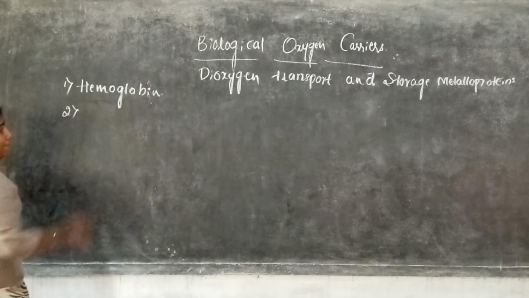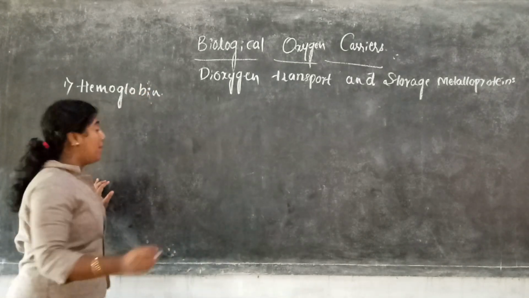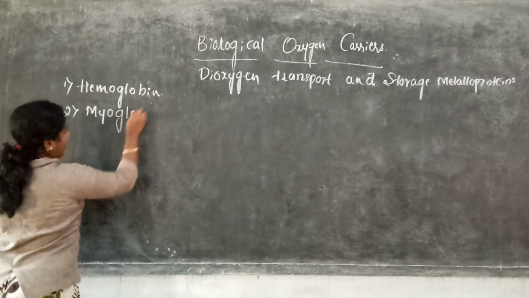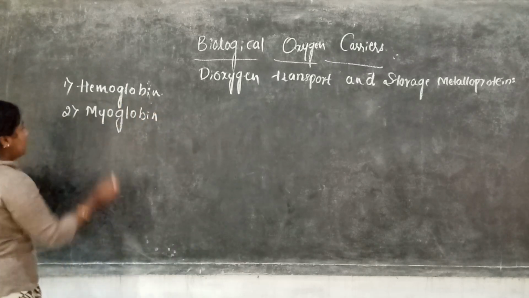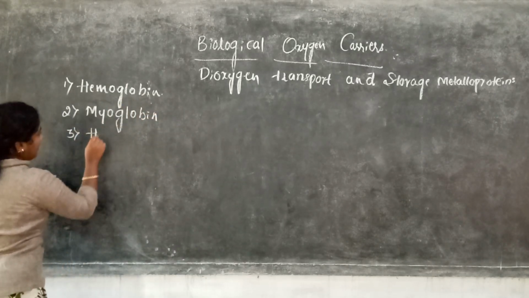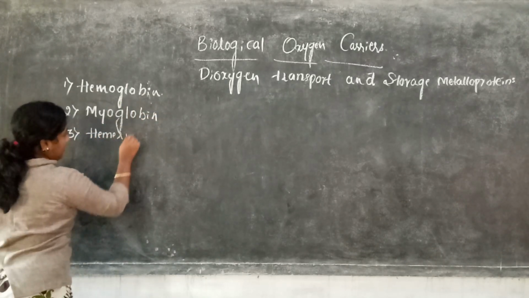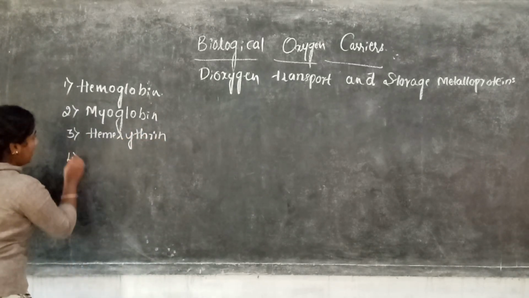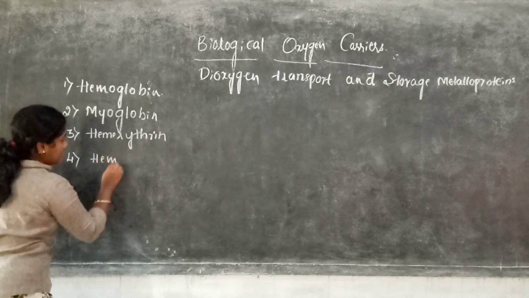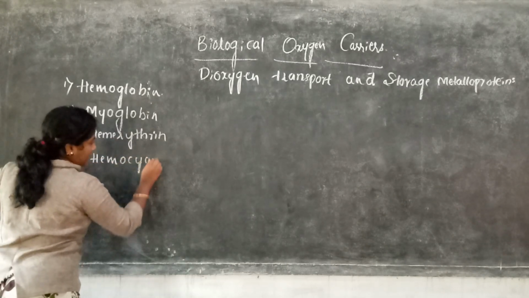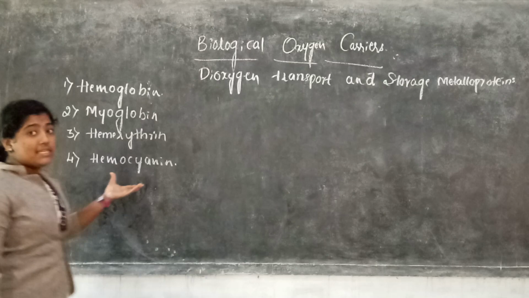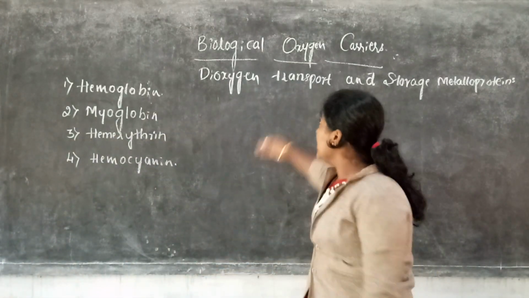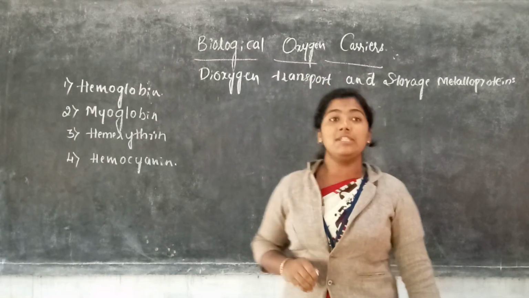Then second important metalloprotein is myoglobin. Then third one is hemerythrin. Okay, it's known as hemerythrin. And fourth one is hemocyanin. Okay, these are the four important metalloproteins we discussed under these biological oxygen carriers.